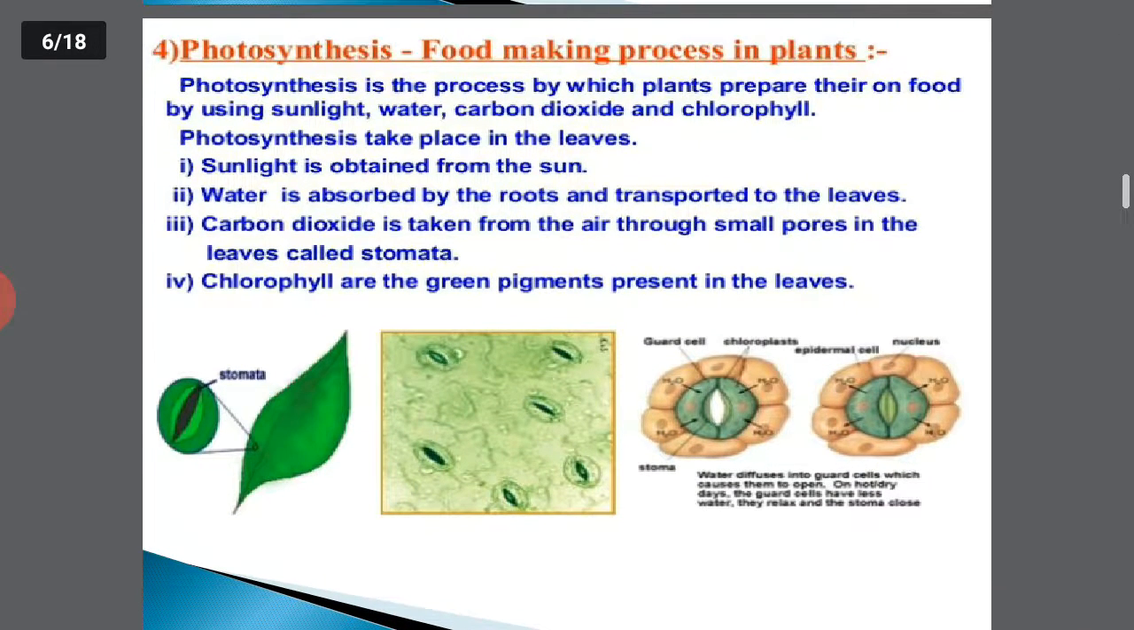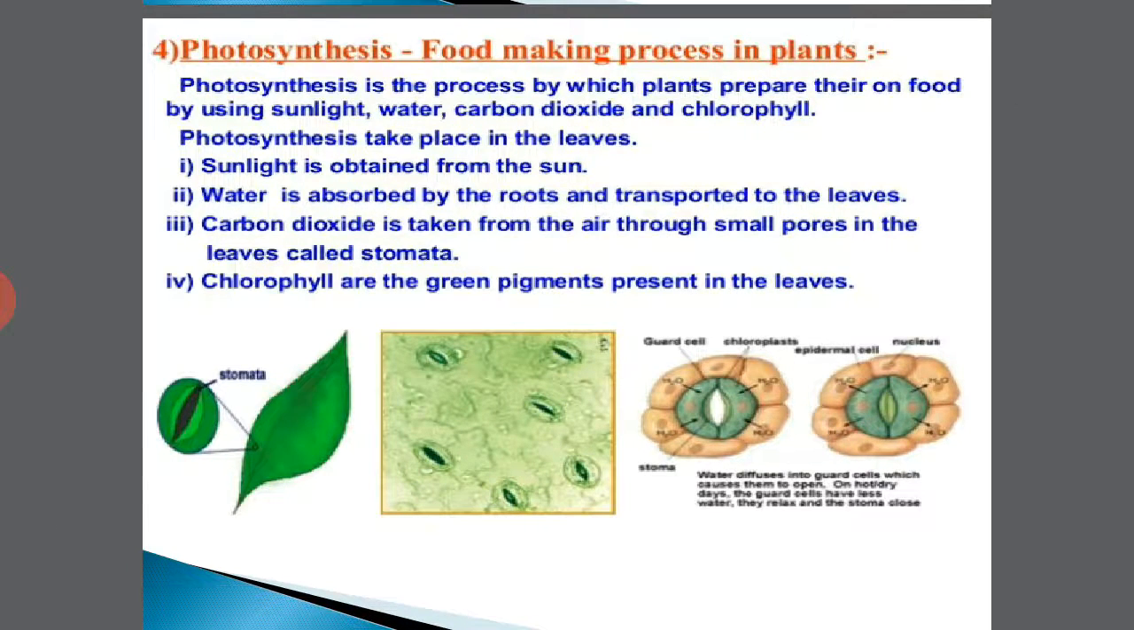Now, photosynthesis. How plants make their food. It is the process by which plants prepare their own food by using sunlight, water, carbon dioxide, and chlorophyll. Chlorophyll, we all know, is the important part. It is the green color pigment present in the leaves of the plants. Photosynthesis takes place in leaves in the presence of sunlight, which they obtain from the sun.